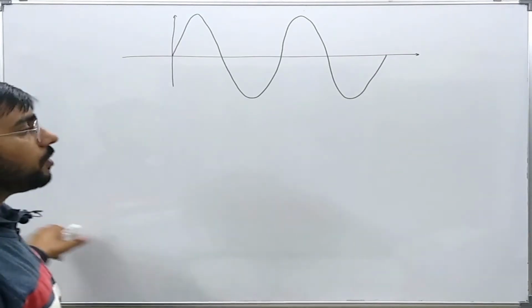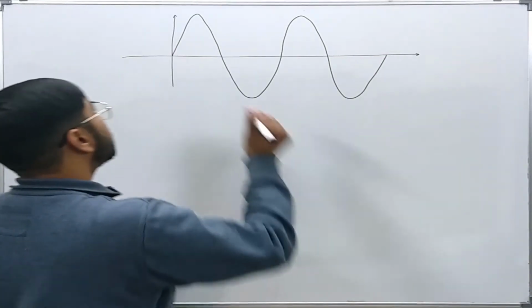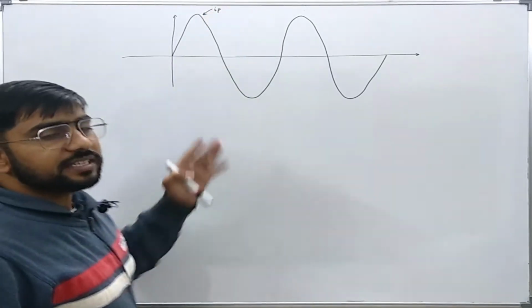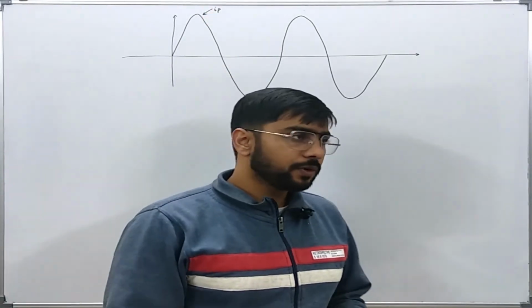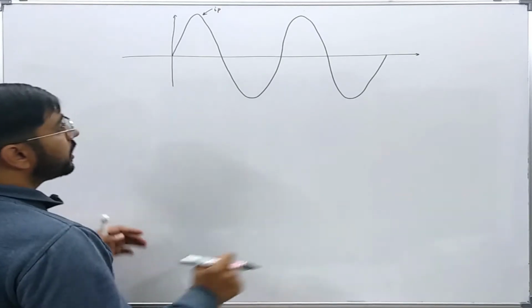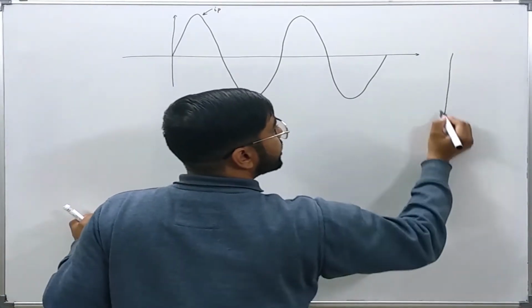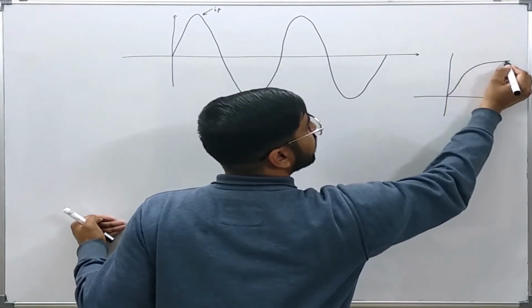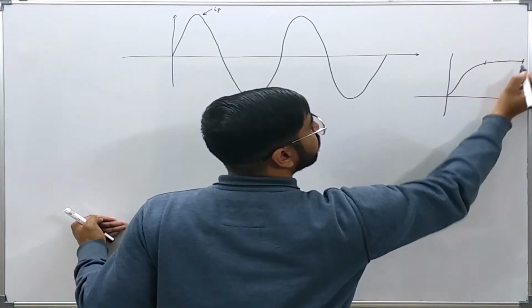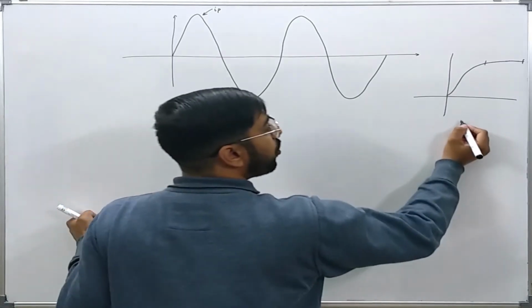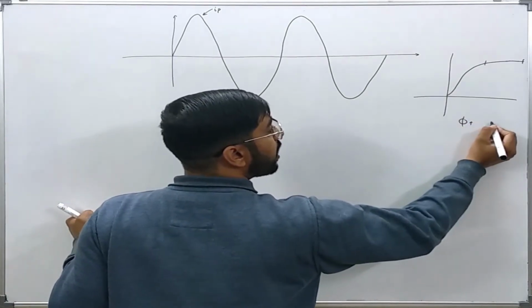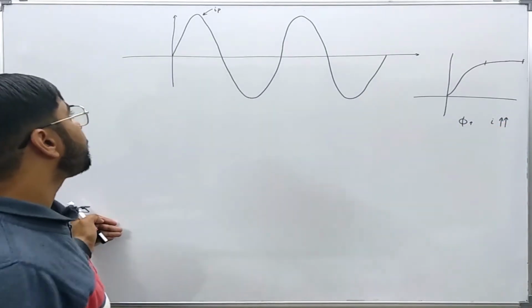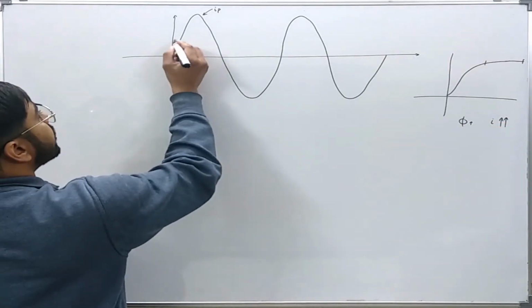Okay, now I am assuming that this waveform, if it is for IP, the CT is already in saturation. You see that during saturation the CT will be operating in this part of the excitation curve. A very small increase in phi will require a very large increase in the excitation current. So let us say this is the saturation level.